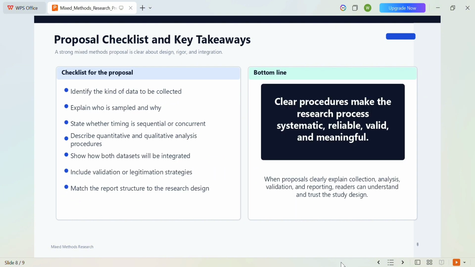And finally, proposal checklists and key takeaways. Here is a quick checklist for a strong mixed methods proposal. Clearly define what data you will collect, explain who you will sample and why, specify whether data collection is sequential or concurrent, describe your analysis procedures for both types of data, show how both datasets will be integrated, make sure your report structure matches your research design. A strong proposal ensures that your research is clear, systematic, and credible.